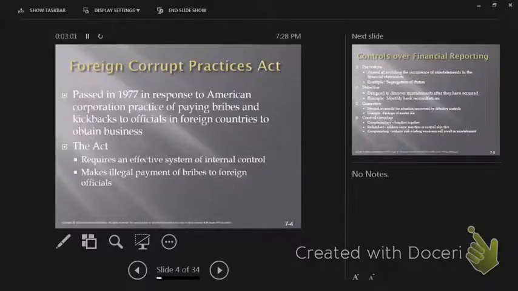All right, there was an act passed called the Foreign Corrupt Practices Act back in 1977. This was in response to Americans paying bribes and kickbacks to foreign countries. So it passed basically saying it's illegal to make payments of bribes to foreign officials. It's illegal to make bribes to American officials, but where this came into play was that different countries have different ethics. It is not considered unethical in some countries to make payments to officials to get things done.